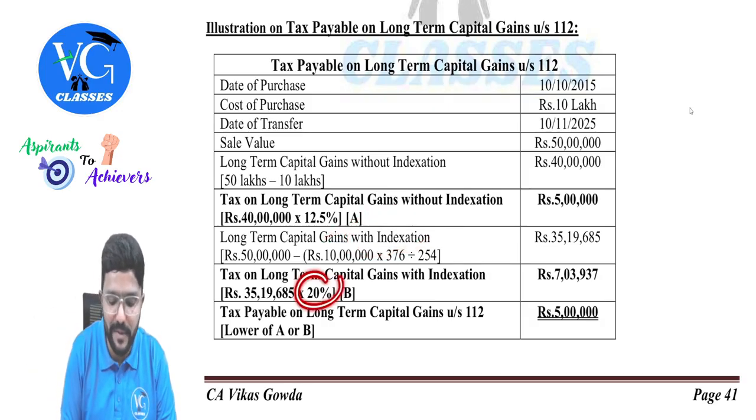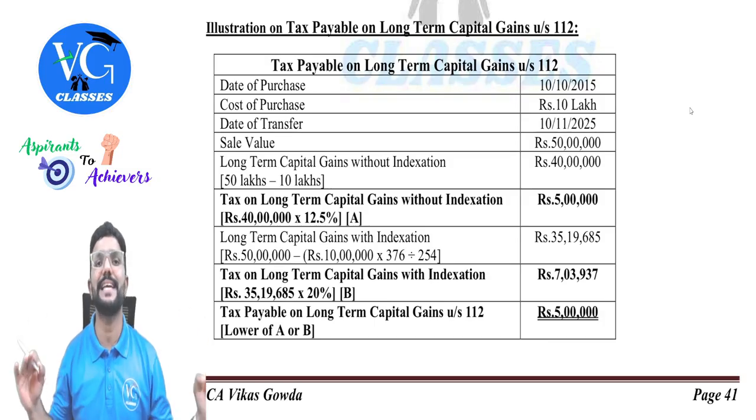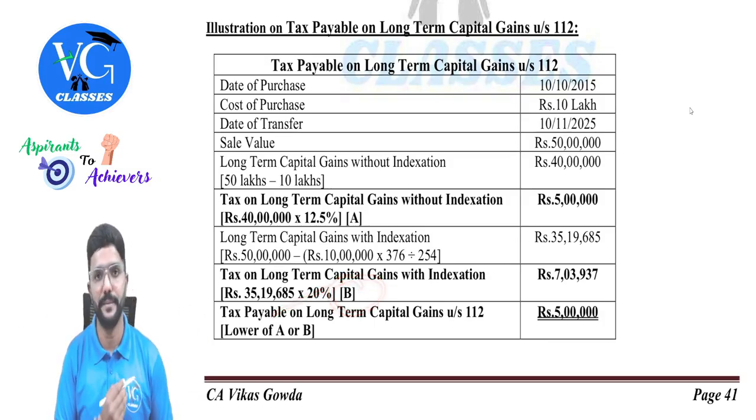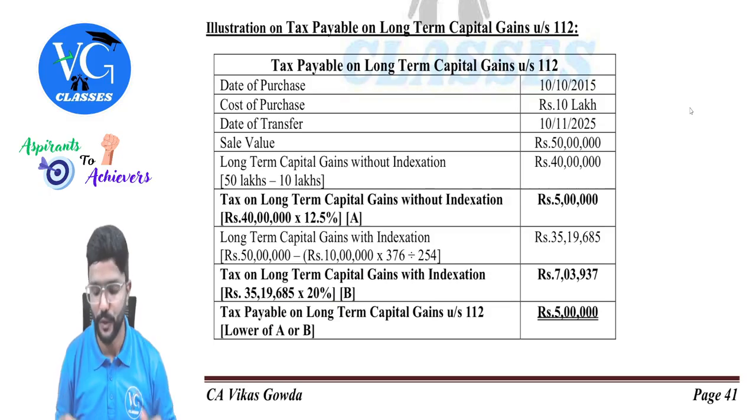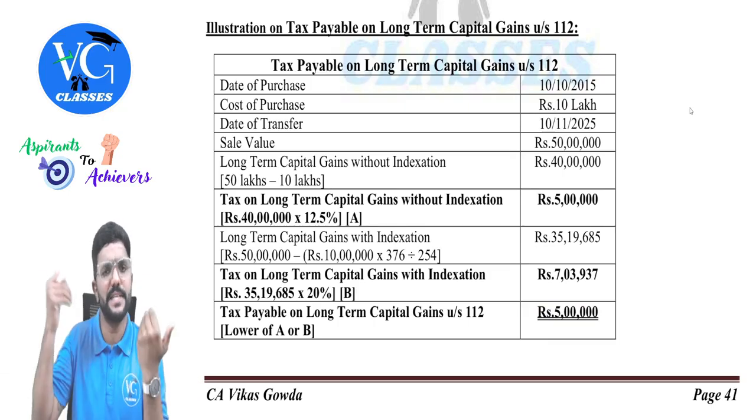On this, what is the tax rate, people? 20%. So what is the tax liability? 7 lakh 3,937, which I am naming B. So should the assessee pay both? No. Whichever is lower. Whichever is lower. So in the tax calculation, we should include how much, people? 5 lakh.